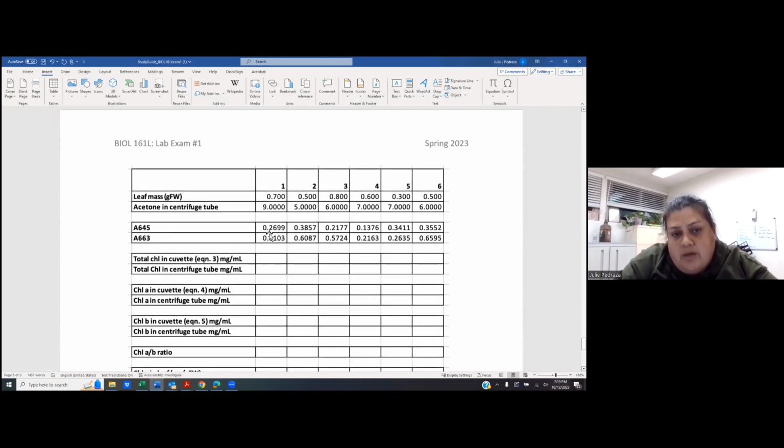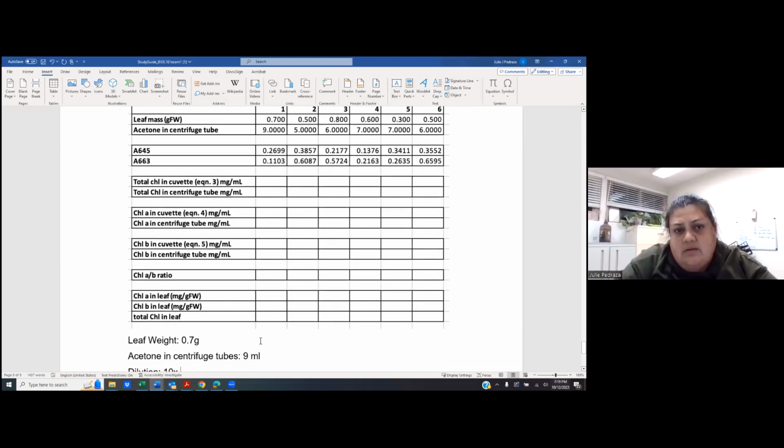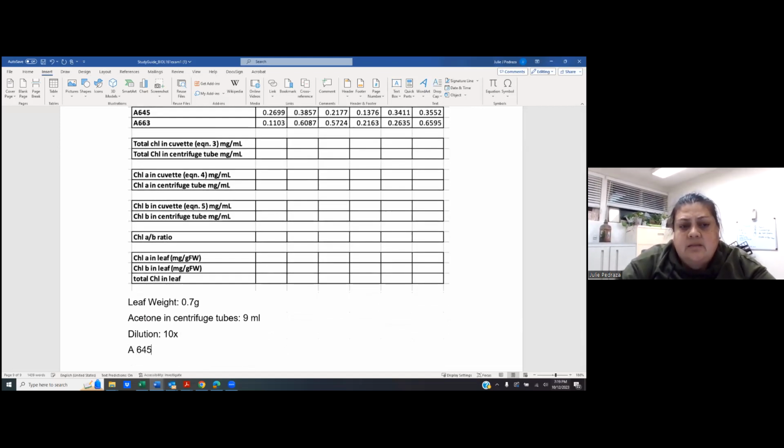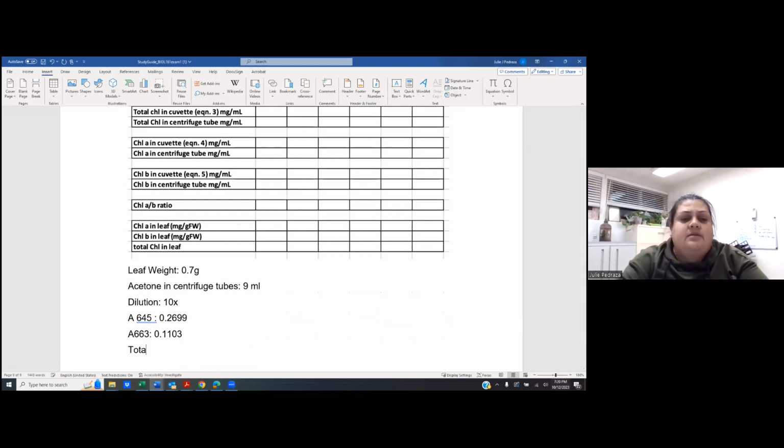And then I'm working on this first column right here. So that's why I'm rewriting it down here so it's easier to understand. And then our A645 absorbance is 0.2699 and our A663 absorbance is 0.1103. So it says first thing we're going to solve is total chlorophyll.